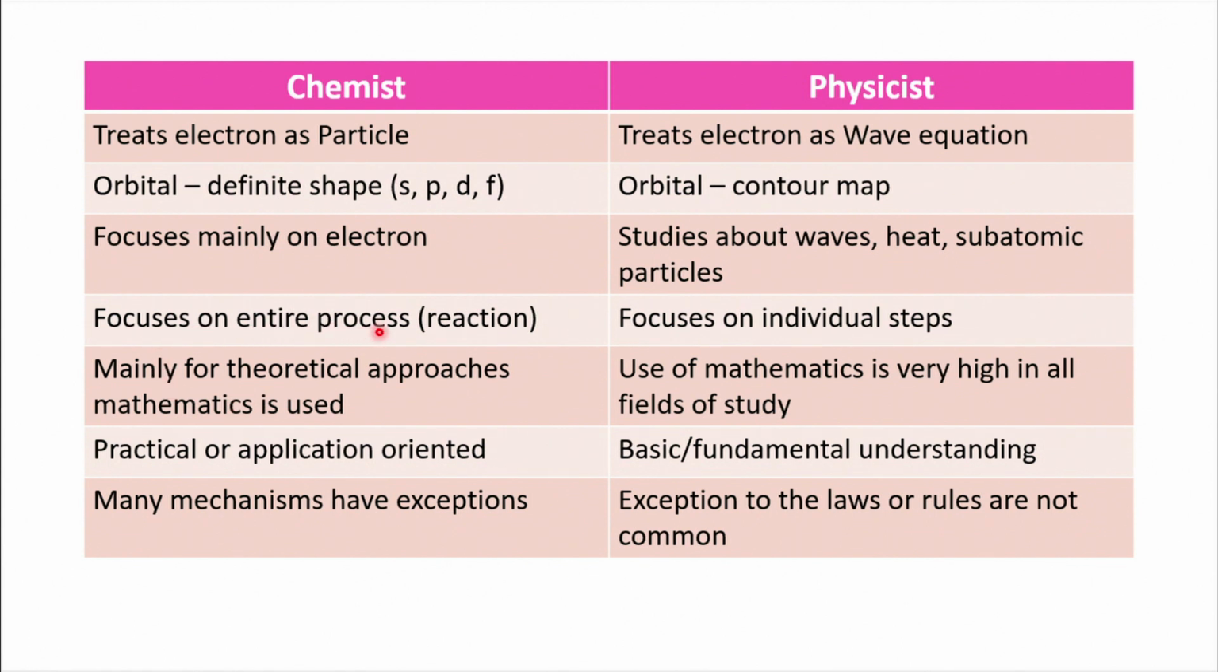The chemist focuses on the entire process, that is the reaction from the starting material to the end product, whereas physicists many times focus on individual steps. The chemist uses mathematics only for theoretical approaches, whereas the physicist uses mathematics in most fields of their study. Chemistry is practical or application oriented, whereas physics studies basics and fundamental processes. Many mechanisms have exceptions. For example, we have the Markovnikov rule and anti-Markovnikov rule. We have the Zaitsev rule, we also have the Hofmann rule. So, we have many exceptions to known mechanisms, whereas in physics, exceptions to laws or rules are not common.